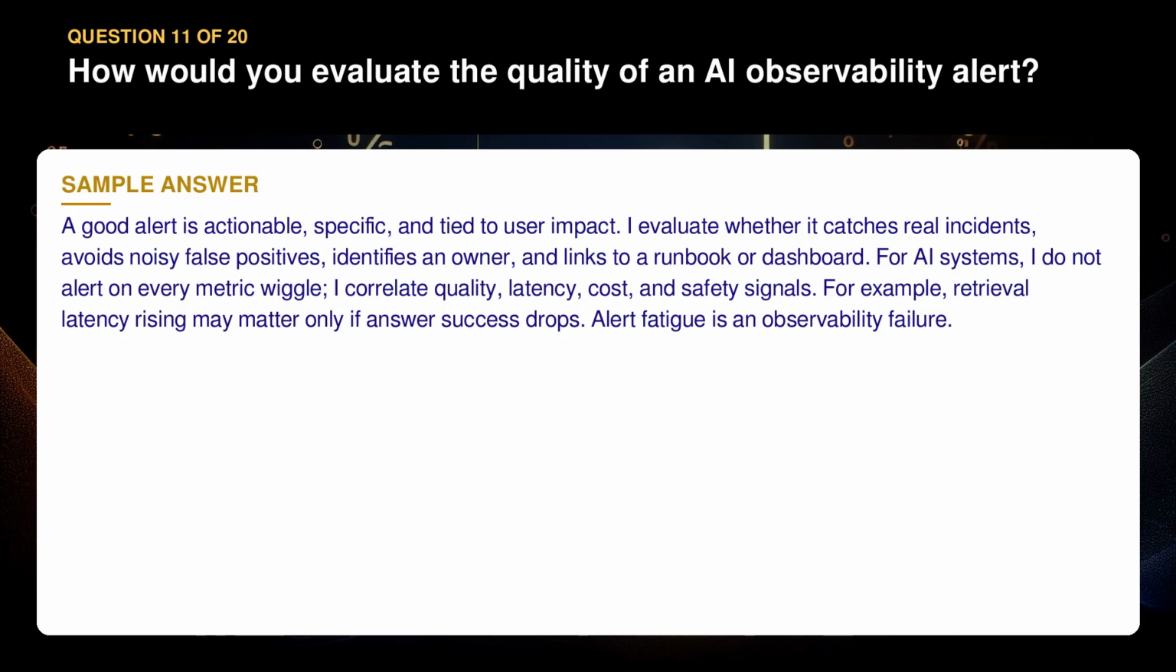I correlate quality, latency, cost, and safety signals. For example, retrieval latency rising may matter only if answer success drops. Alert fatigue is an observability failure.